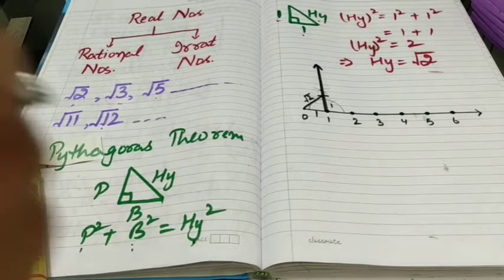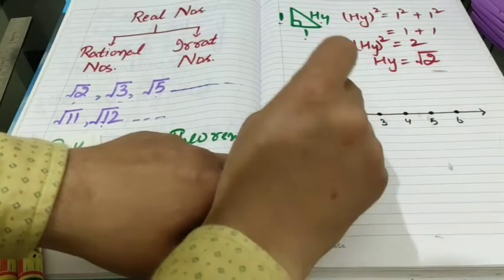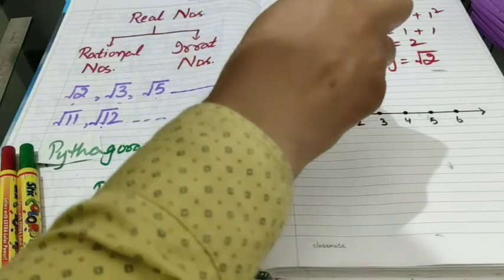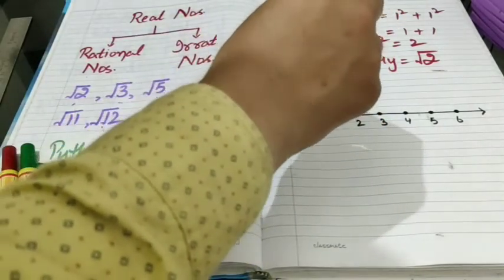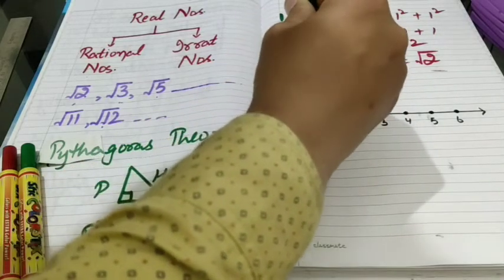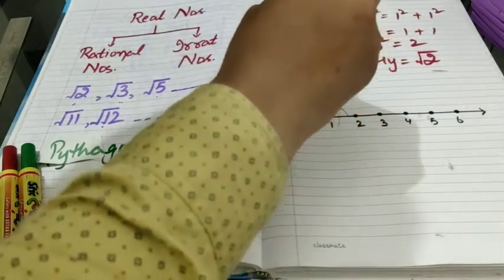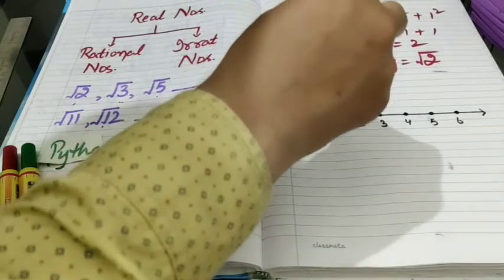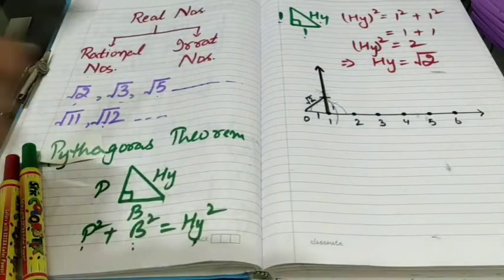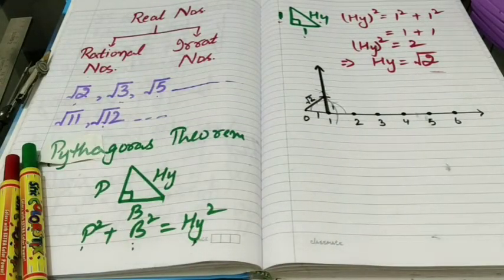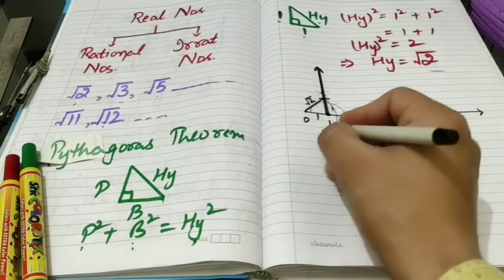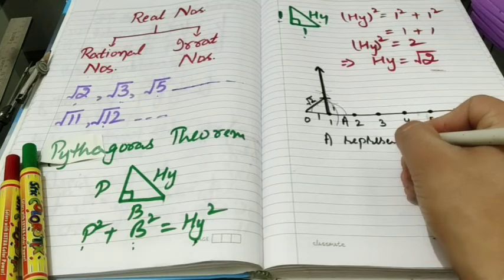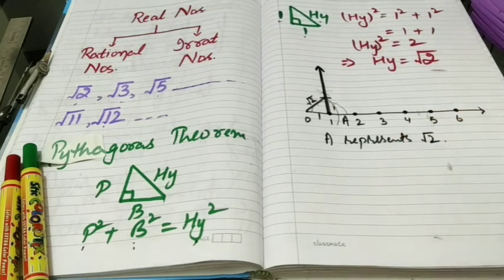Next, we will put the needle of compass at 0 and we will measure the length of square root of 2. This much is square root of 2 and we will locate this on number line by making an arc like this. I hope you can see it. And here we will write A. Next we write A represents square root of 2. Thank you.